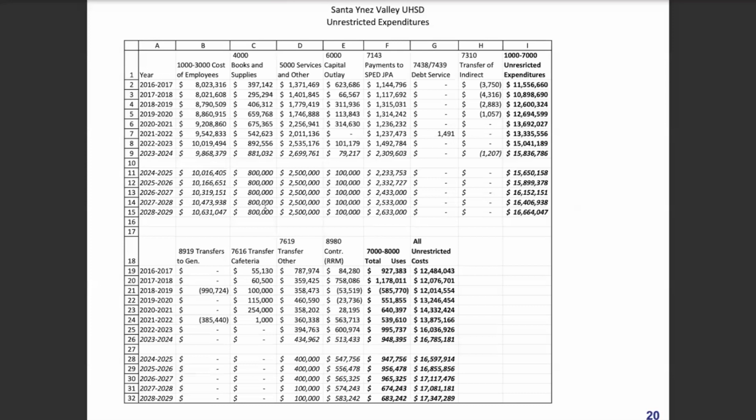Now, if we take all of those numbers, then we add in some transfers. There are transfers outside of the general fund that have to occur, some for debt service, some for routine repair and maintenance and other types of things.